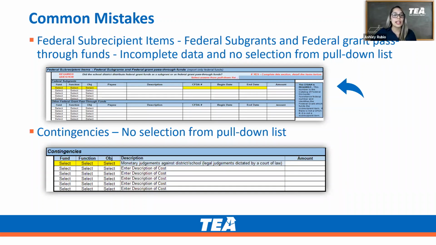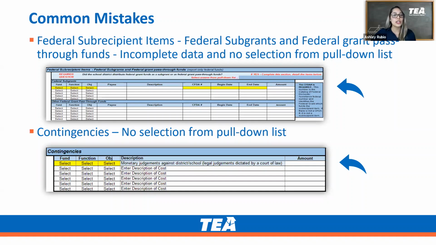Again, if the selection is no, you will have completed this section and you can move forward into the next section. If yes, you'll complete the section by providing the requested details on the subrecipient items, including the fund, function, and object codes under which the payment was made, enter the payee name, a description of the subrecipient item, the CFDA number, begin and end date, and the amount.